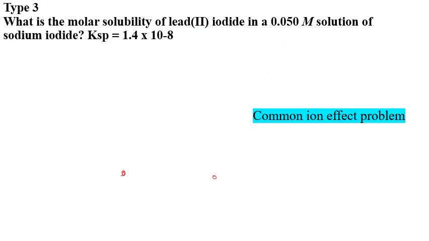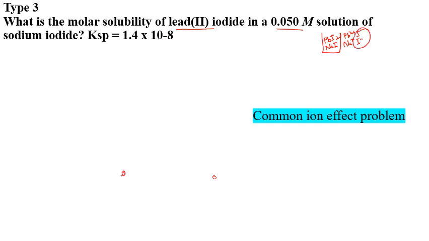Let us see the third type, that is, in the presence of a common ion, how are we going to do the calculation? In this case, a solution is mixed. We can see that lead(II) iodide is mixed with sodium iodide. What is the molar solubility of lead(II) iodide in a 0.05 molar solution of sodium iodide? So in this mixture, we have PbI2 and NaI. PbI2 will give us Pb2+ and I- ions, and sodium iodide will give Na+ and I- ions. So we have a common ion present.